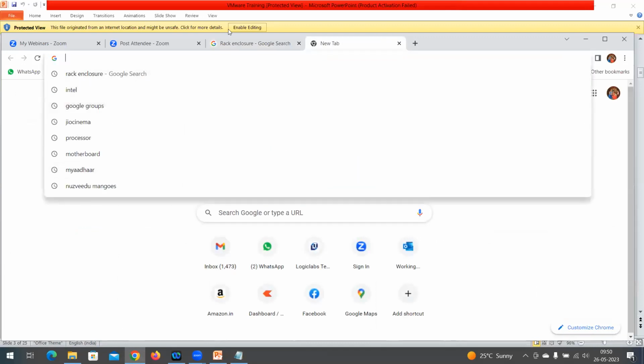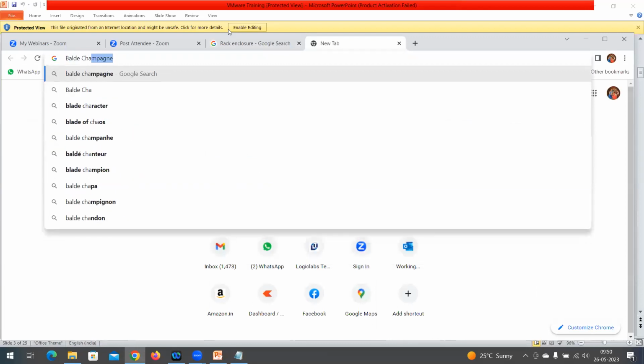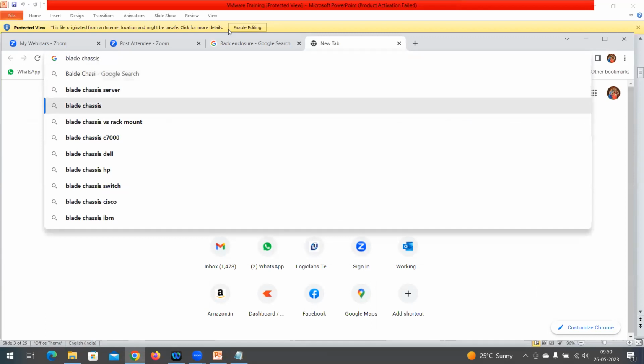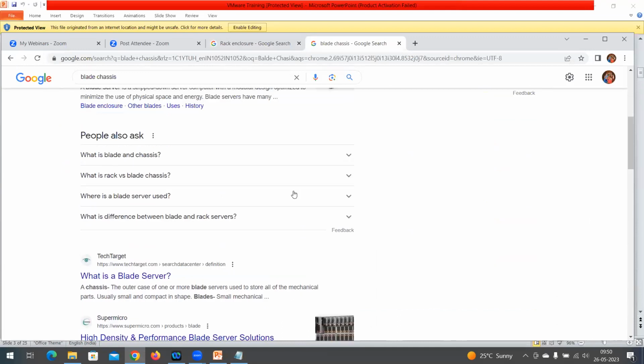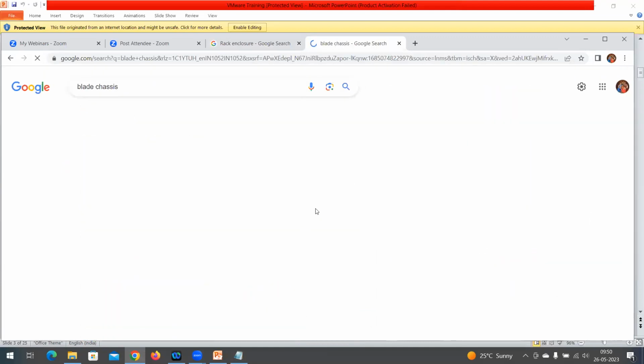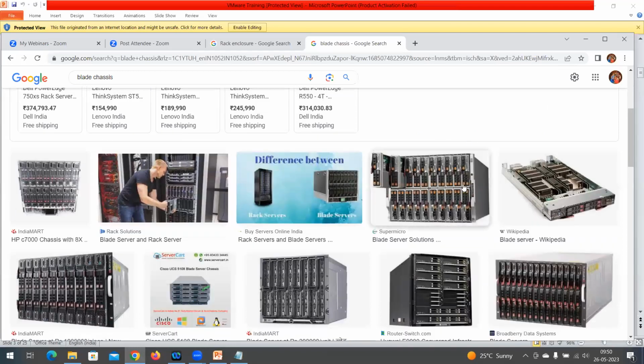This blade enclosure, blade chassis or enclosure, you can call it anything, blade chassis. What is this blade chassis? A blade chassis is just like one more enclosure. If you see here, this particular enclosure, how many blade servers are inserted into one small enclosure? This is what we call a chassis.